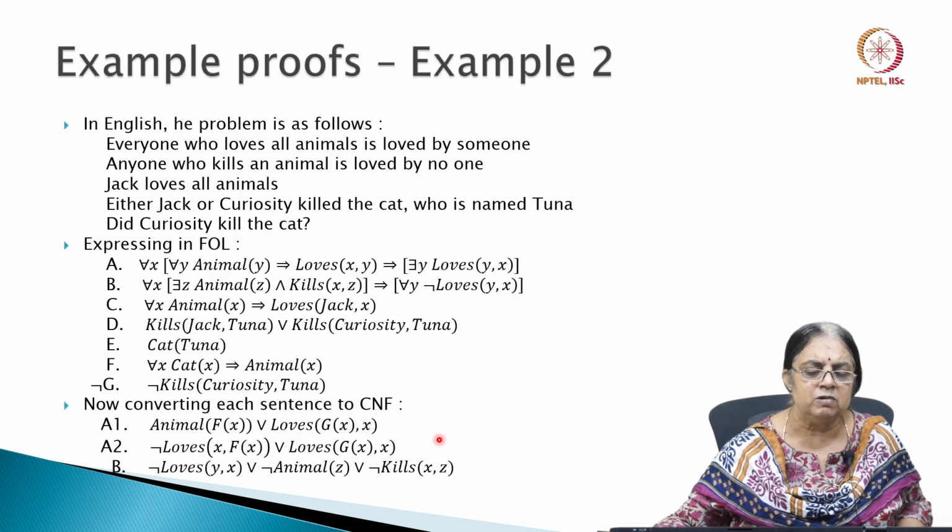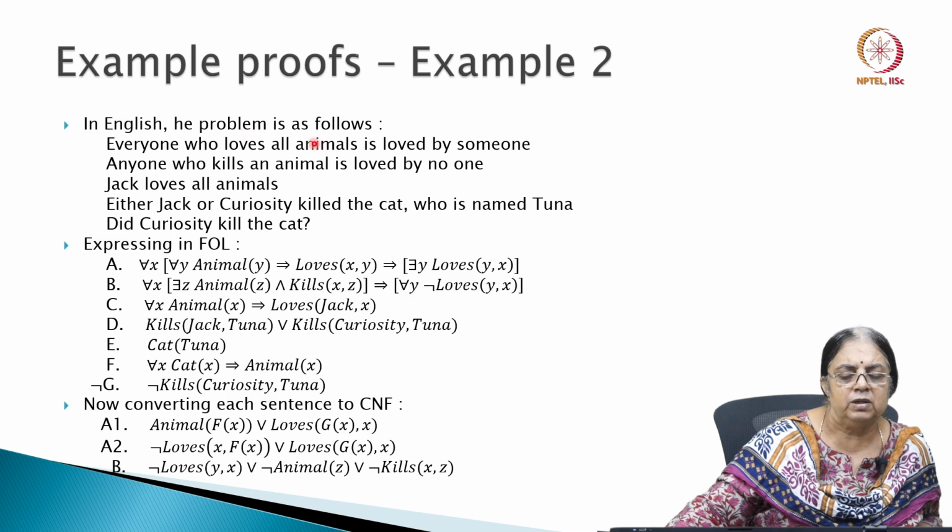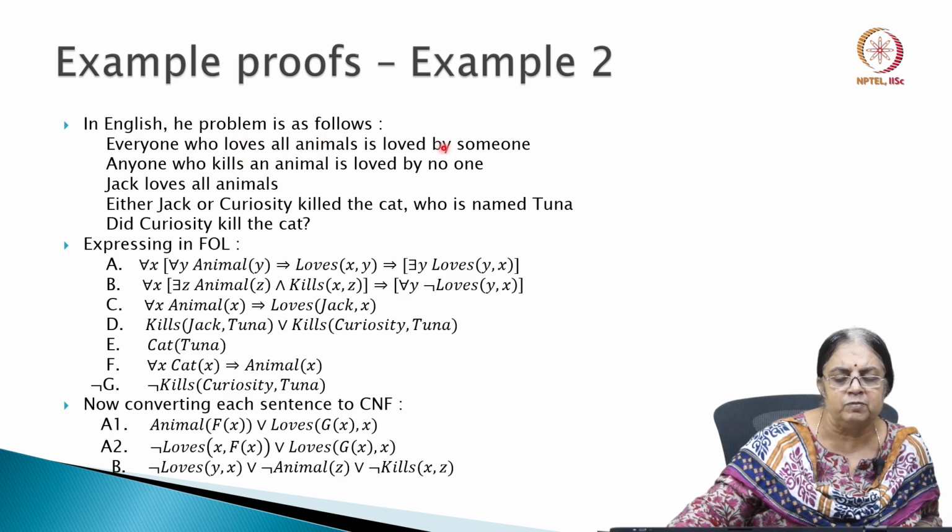Now let us look at another example. We have a problem like this. Everyone who loves all animals is loved by someone. Anyone who kills an animal is loved by no one. Jack loves all animals. Either Jack or Curiosity killed the cat, who is named Tuna. Did Curiosity kill the cat?